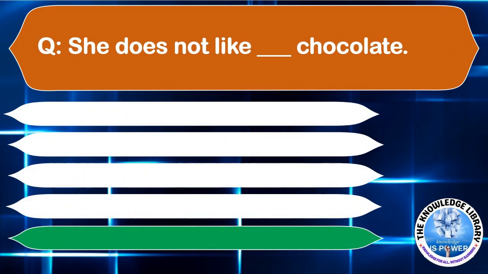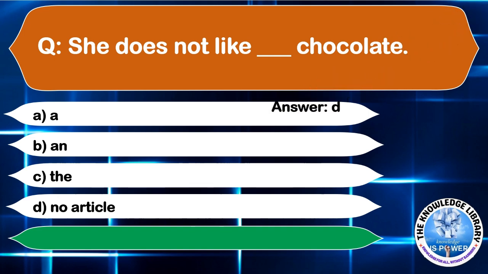She does not like dash chocolate. Option A, a. Option B, an. Option C, the. Option D, no article. The correct answer is option D, no article. Moving to the next question.